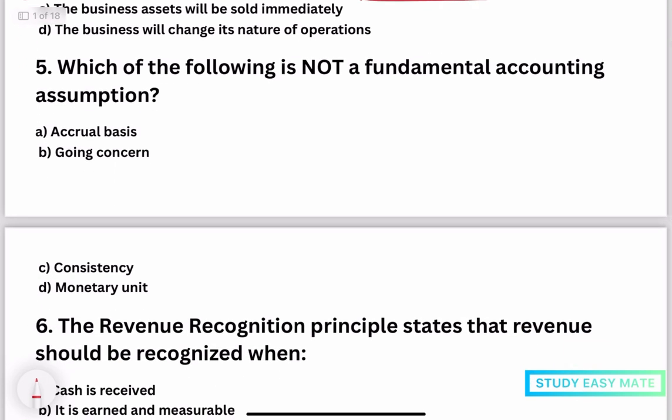So question number 5, which of the following is not a fundamental accounting assumption? Is it accrual basis or going concern or consistency or monetary unit? The answer is consistency. Why? Because it is an accounting convention or principle, not a fundamental assumption. So what are the other three? Accrual basis, going concern, monetary unit assumptions. They all come under fundamental accounting assumptions.